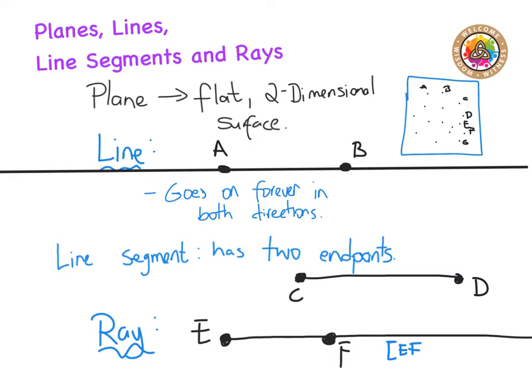Here, for the line segment, we'd write that with a square bracket here, CD and a square bracket at the other end. It shows it's closed in, whereas here for our line we would have just said AB, just like that. Okay, now let's move on and look at angles.